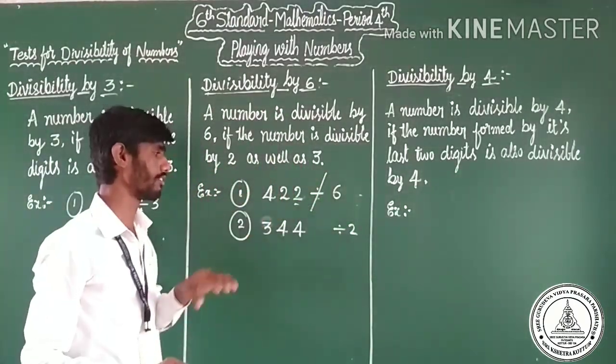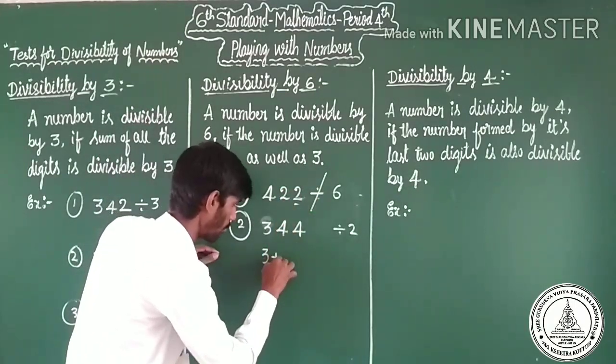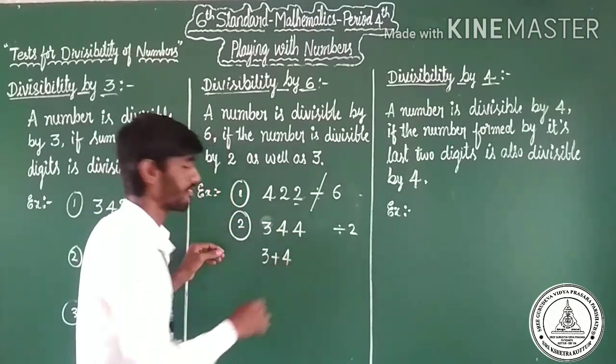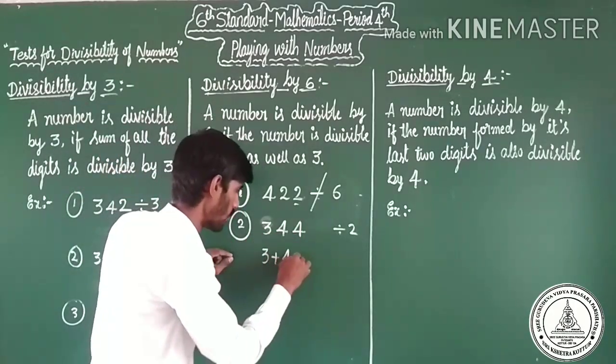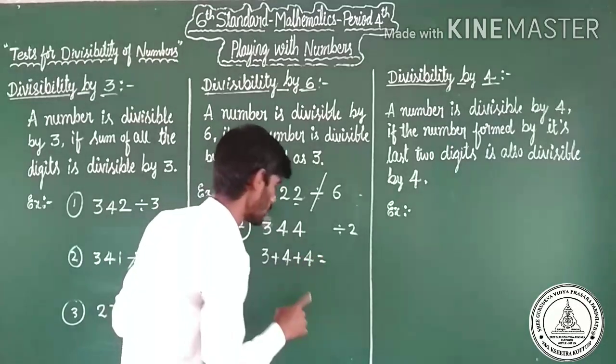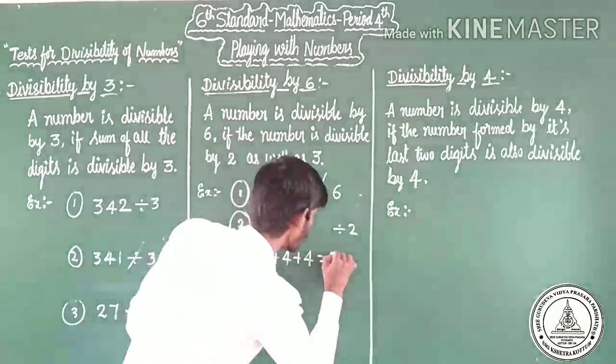The second step is divisibility by 3. While you are checking divisibility by 3, you must add the digits of the given number: 3 plus 4 plus 4. What is the sum? 4 plus 4 is equal to 8. 8 plus 3 is equal to 11.